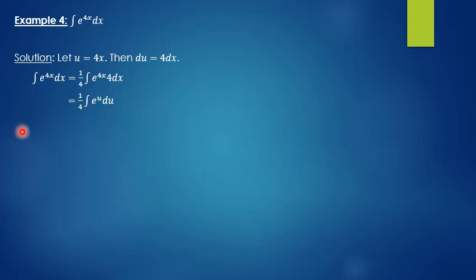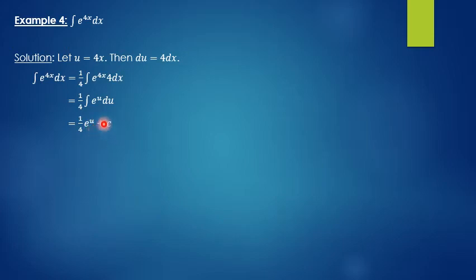And going back to the formula, the integral of e to the u du will simply become e to the u, and then we add c, and of course the 1/4 will remain. And again, as always, we would not leave it as a u.